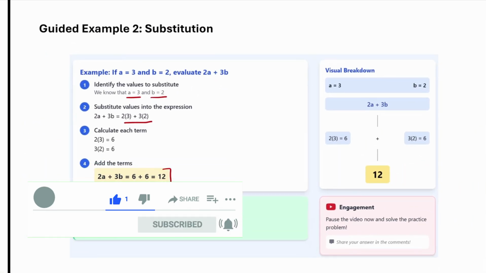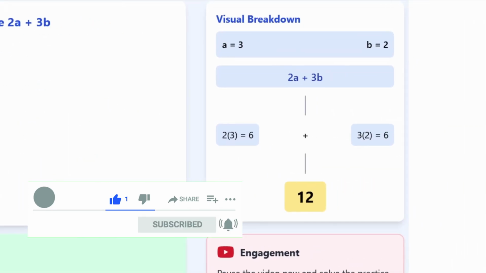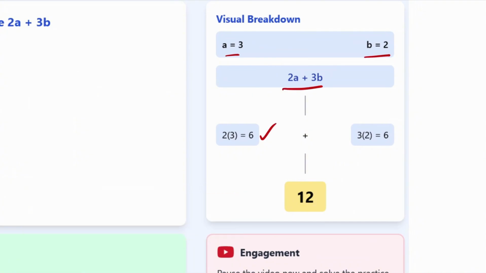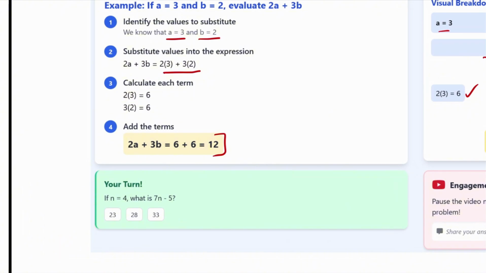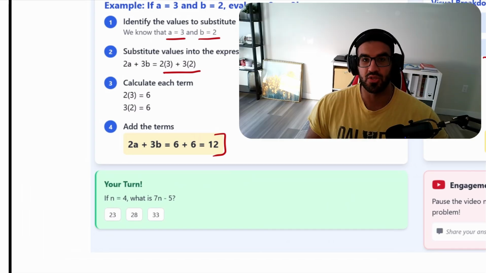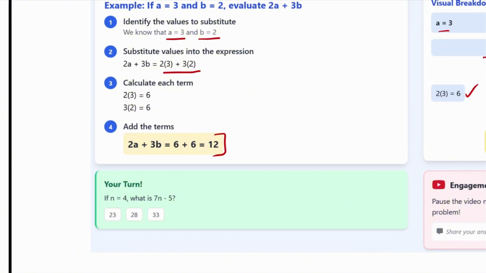So for the visual breakdown, you can see that I had a as 3, I had b as 2, and by combining these two, one side is going to be 6, another side is going to be 6, and after that I have 12. Again, for this part, we do have some kind of example. If we assume that n is equal to 4, what is 7n minus 5? So it means that you have to substitute that variable right now with a number that you know, and after that, find the final answer.